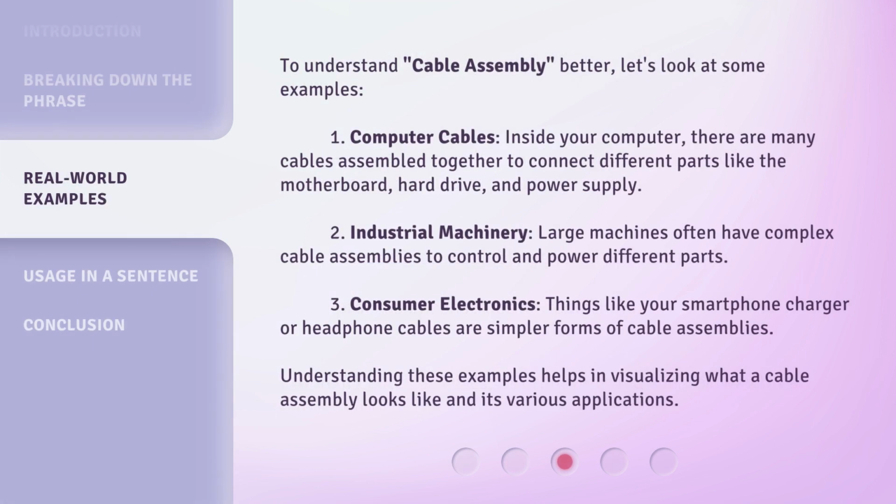To understand cable assembly better, let's look at some examples. 1. Computer cables. Inside your computer, there are many cables assembled together to connect different parts like the motherboard, hard drive, and power supply. 2. Industrial machinery. Large machines often have complex cable assemblies to control and power different parts. 3. Consumer electronics. Things like your smartphone charger or headphone cables are simpler forms of cable assemblies. Understanding these examples helps in visualizing what a cable assembly looks like and its various applications.